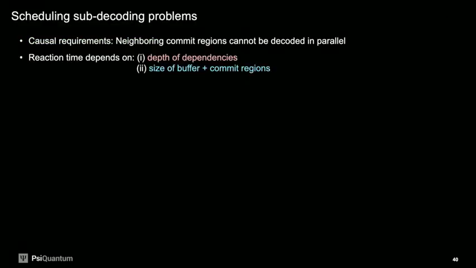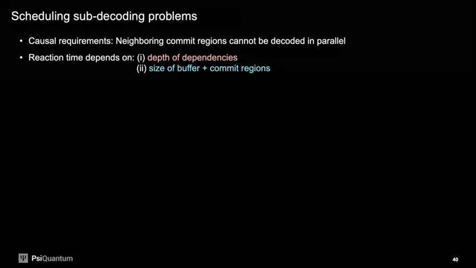How do we divide into smaller blocks or into these subdecoding problems? There's many ways that you can do this. The only real causal constraint is that neighboring commit regions cannot be decoded in parallel because they have to agree on the boundary, so you have to make sure they're consistent, that you're not introducing syndromes on this boundary region. So neighboring commits can't be decoded in parallel.